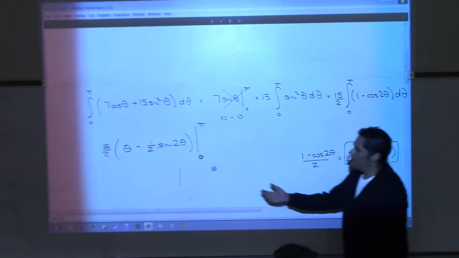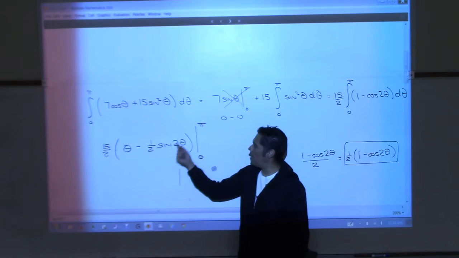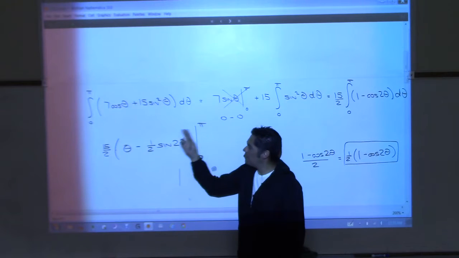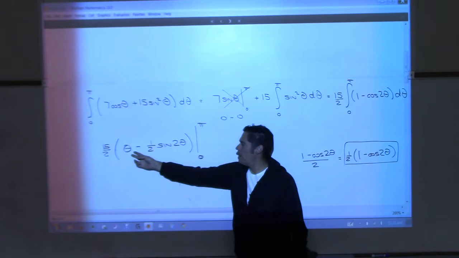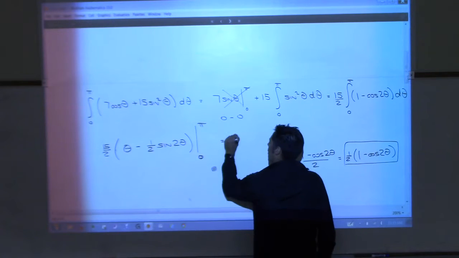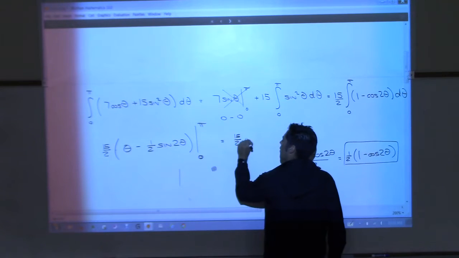What's going to happen in this part when I plug in pi? Sine of 2 pi is 0, right? 0 in here, sine of 0 is 0. So that part's not going to matter, is it? Pi into here, just get pi. 0 into here, 0. So my answer should just be 15 halves pi.